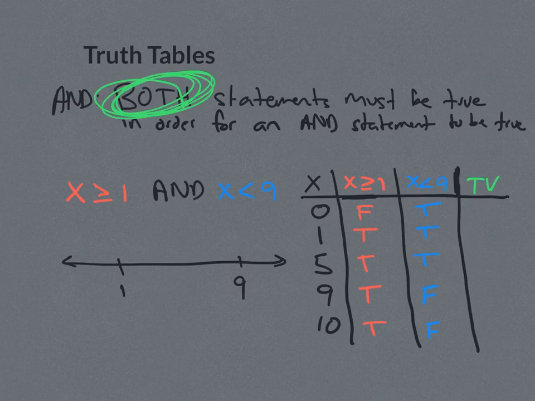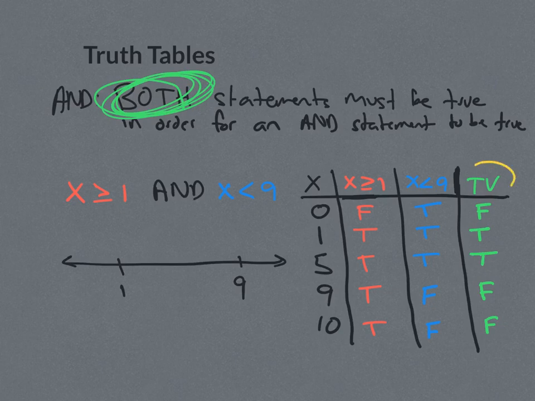For an "and" statement, I need both to be true. So I look. For 0, it's false, true. They're not both true, so that's false. 1, true, true. So I get true there. 5, true, true. So I get true there. And the rest of these are both true, false, true, false. So my final truth values there are false and false.